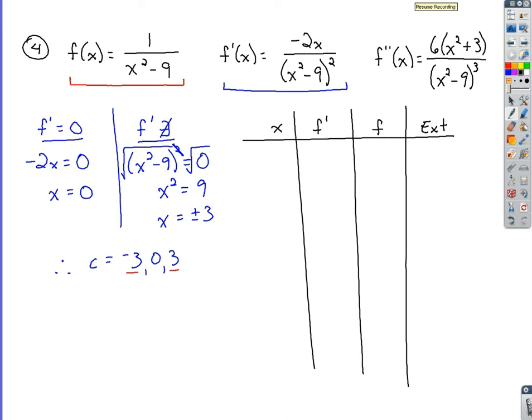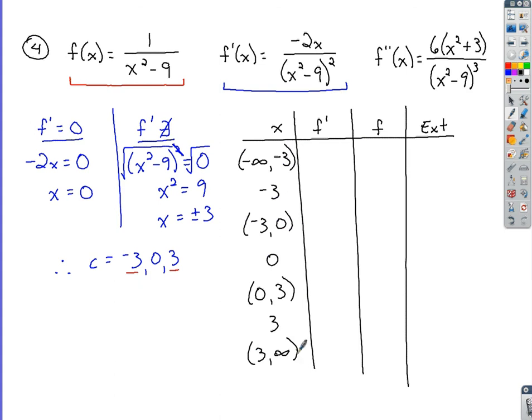That's fine. All right, as we set things up here, we're going from -infinity up to -3. Got -3, -3 to 0, pause at 0, 0 to 3 is the next interval, pause at 3, and then 3 to infinity as our last interval.